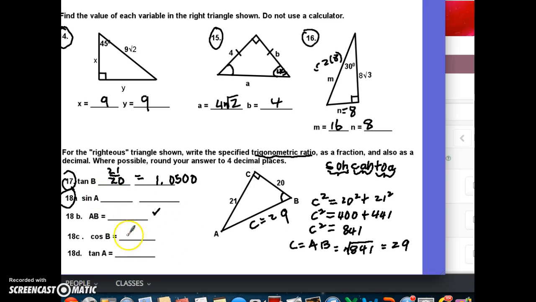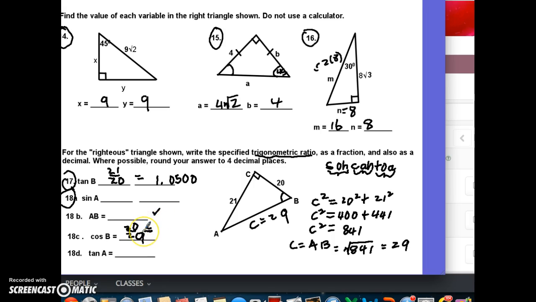How about, let's do this one here, since this has to do with angle B as well. How about the cosine of angle B? Still angle B, so cosine, what is that? Cosine is adjacent over hypotenuse. So adjacent length to angle B would be 20. Write that down. And the hypotenuse is going to be 29 without question. So that would be my cosine ratio. Ratio is just one number over another as a fraction.